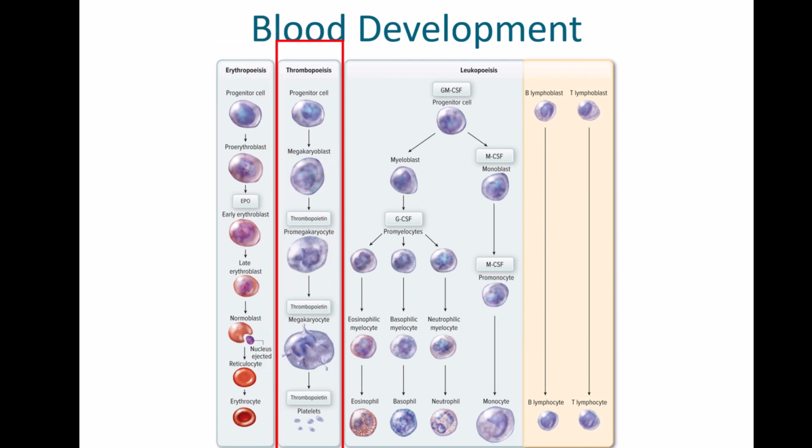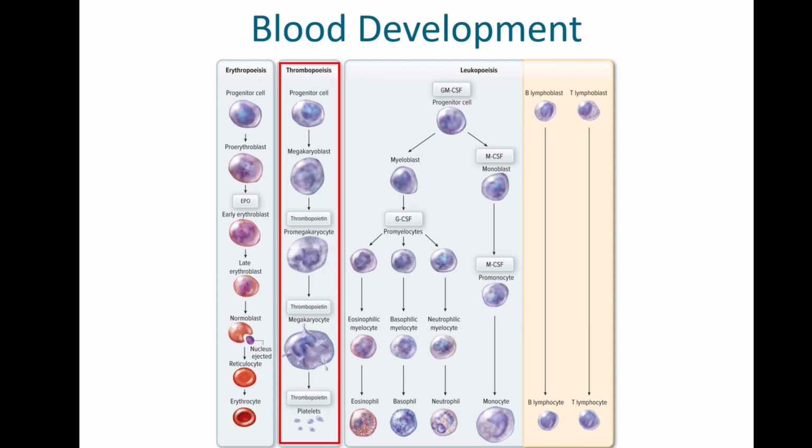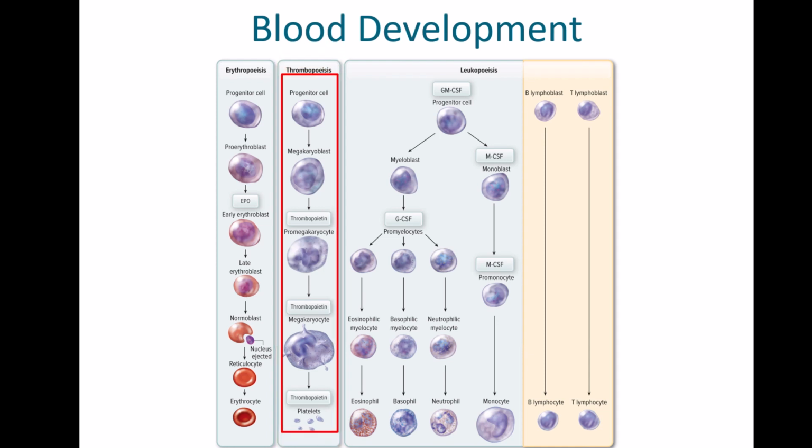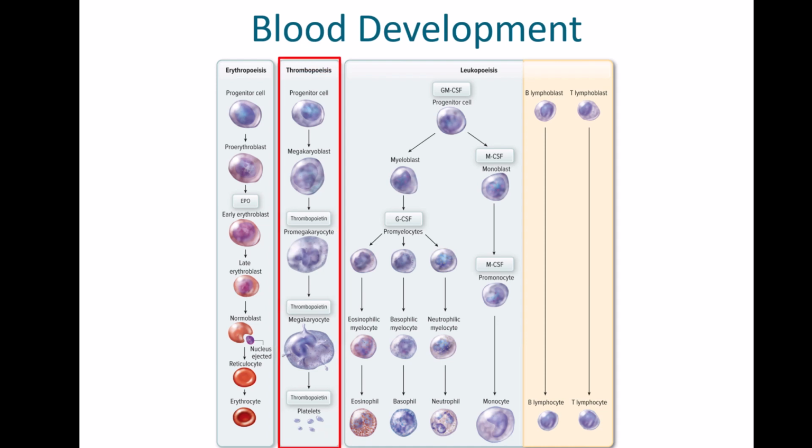The second flow diagram shows the process of thrombopoiesis. During the process, initially a progenitor cell gives rise to the megakaryoblast. Further, the promegakaryocyte precursor is produced under the influence of the thrombopoietin hormone. Thrombopoietin also helps in the development of a megakaryocyte and mature platelets in the subsequent stages.